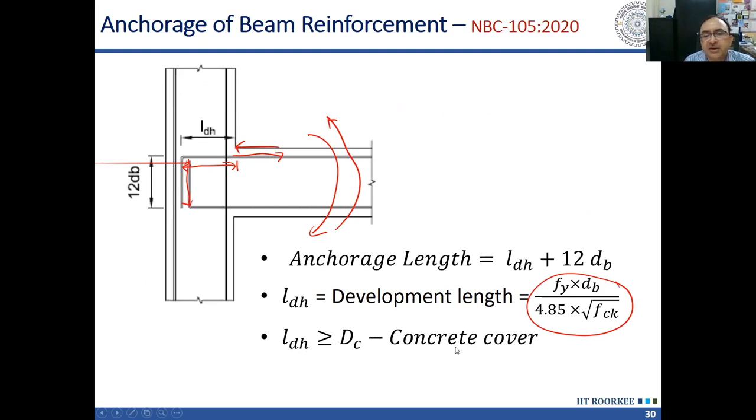LDH should be greater than Dc minus concrete cover. What does that mean? Dc is the depth of the column minus cover. So that will become the location of these longitudinal bars. So this bar has to go to the same plane in which these longitudinal bars are provided. Why? That is because when this bar is subjected to tension, it will try to open, and there will be a diagonal shear force developing in the joint. So it should be restrained by the horizontal reinforcement, the transverse reinforcement which we are providing within the joint.